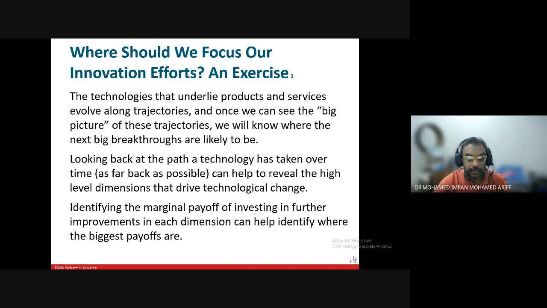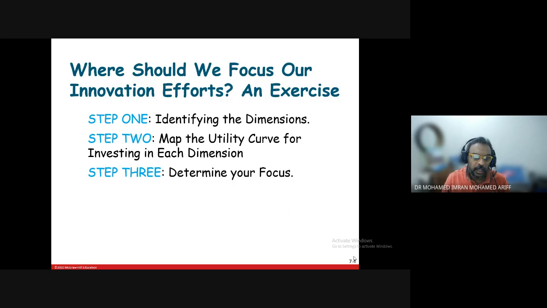So that is the biggest breakthrough. So now you have to think, in order for you to choose what kind of innovation, you have to look at the current big picture and what is it going to be next. That's very important. Okay, so where should we focus our innovation efforts?